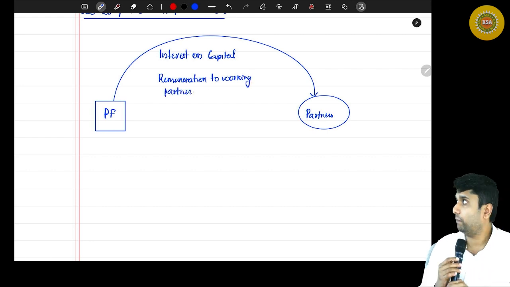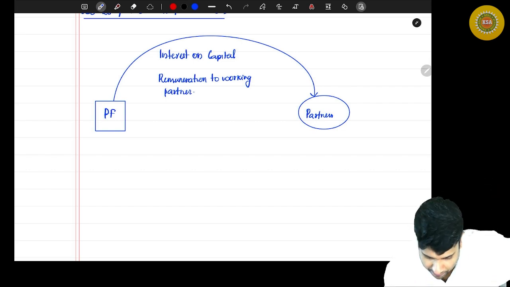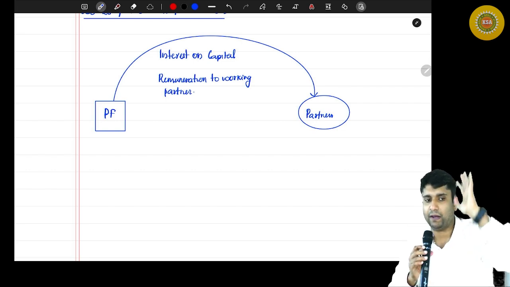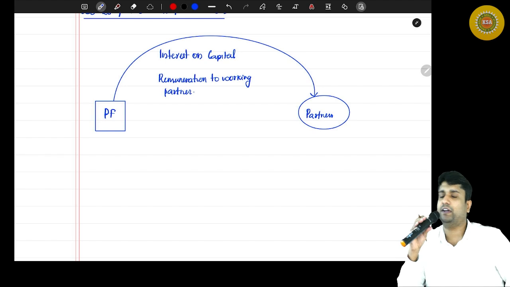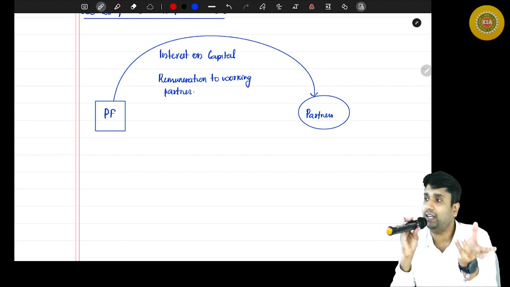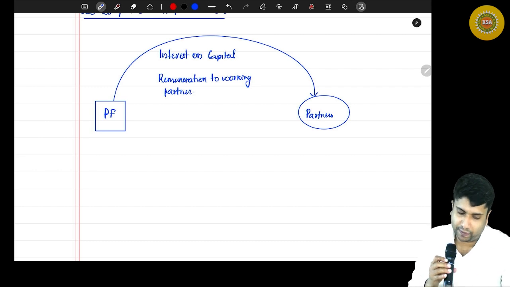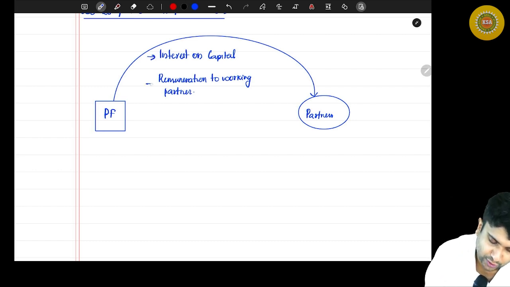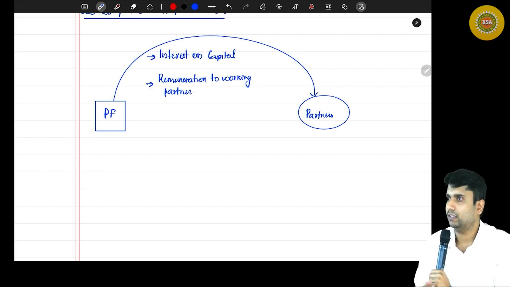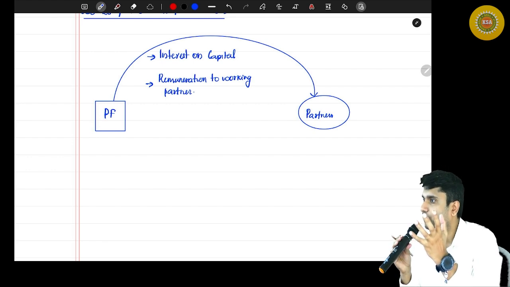Remuneration to working partner. So listen, there is a partnership firm, PF, and there are certain partners, and to the partners, this partnership firm is paying what? Interest on capital and remuneration to the working partners. Now you tell me, these two items are actually expenses for the partnership firm.